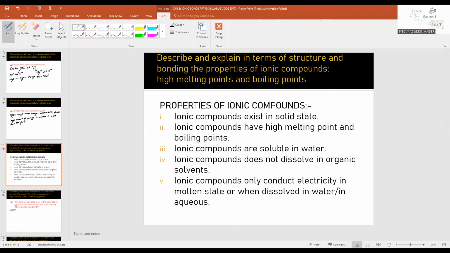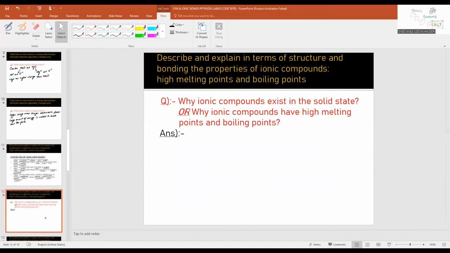Now here are some properties of ionic compounds. Ionic compounds exist in solid state. Ionic compounds have high melting points and boiling points. Ionic compounds are soluble in water. Ionic compounds do not dissolve in organic solvents. Ionic compounds only conduct electricity in molten state or when dissolved in water, in aqueous state.